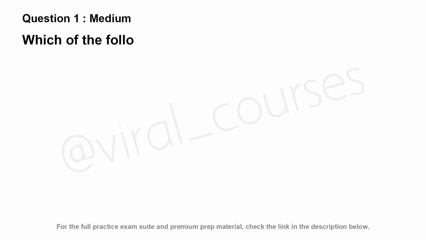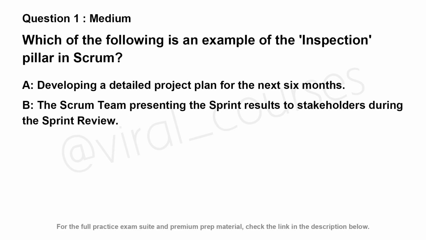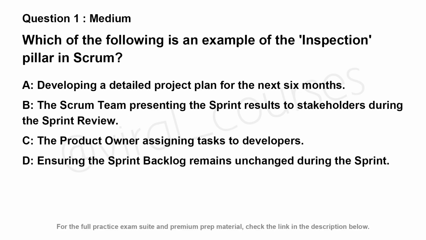Which of the following is an example of the inspection pillar in Scrum? Option A. Developing a detailed project plan for the next 6 months. Option B. The Scrum team presenting the sprint results to stakeholders during the sprint review. Option C. The product owner assigning tasks to developers. Option D. Ensuring the sprint backlog remains unchanged during the sprint.